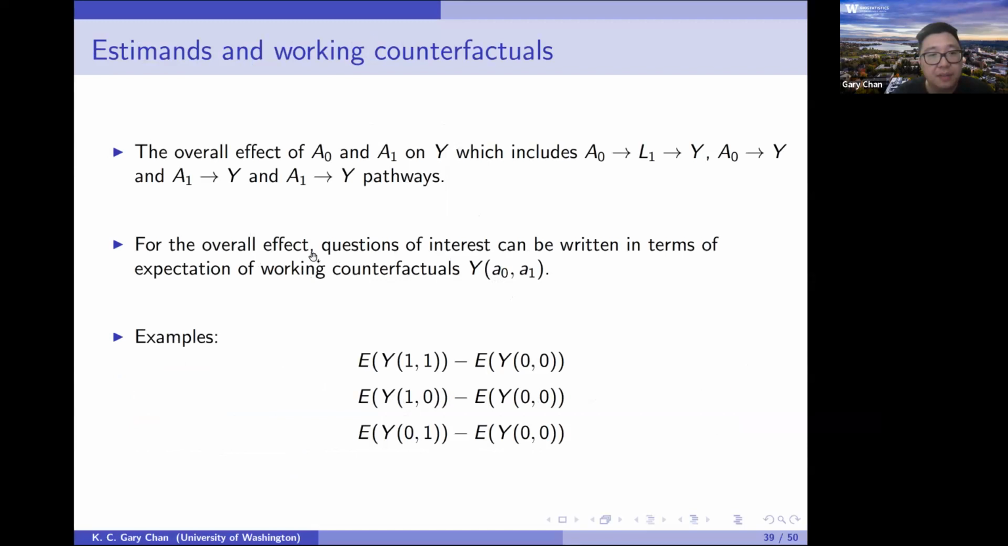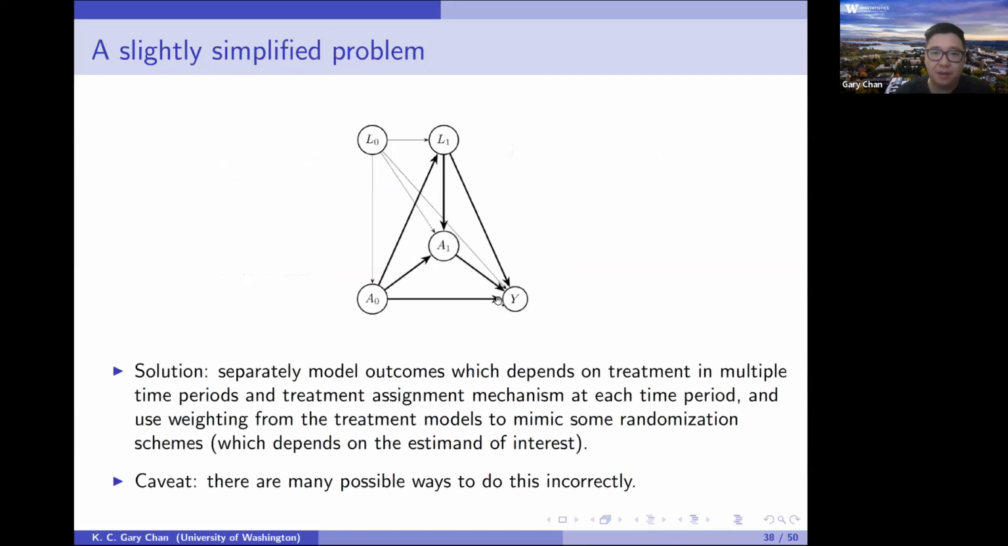So for the overall effects, the question of interest can be written in terms of the expectation of counterfactuals Y a0 a1. Just think about what you want to estimate for the total effects. To construct your working counterfactuals, note that Y can depend on a lot of things, and some of those things you do not particularly care about. In this case, you want to estimate the total effect of A0 and A1 on Y, so you want to basically combine the A0 L1 Y pathway with the A0 to Y pathway.